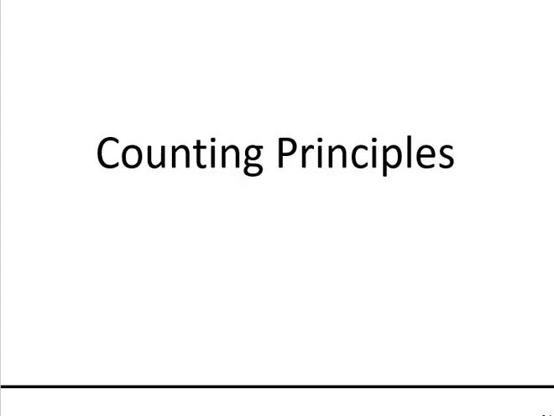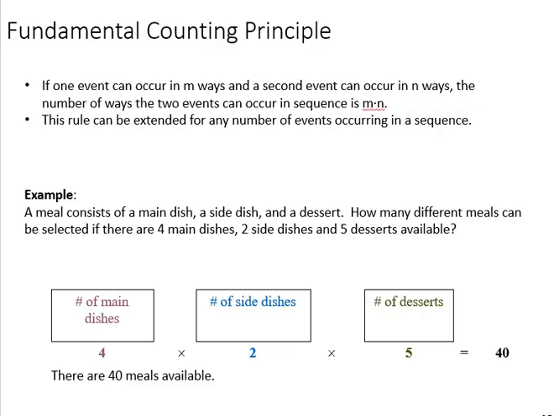Hi, this presentation is going to consider counting principles within the context of probability. We can start this discussion by looking at the fundamental counting principle, which states if any one event can occur in m ways and a second event can occur in n ways, the number of ways the two events can occur in sequence is m times n, right? So the product of those two things. And this rule can be extended for any number of events occurring in a sequence.